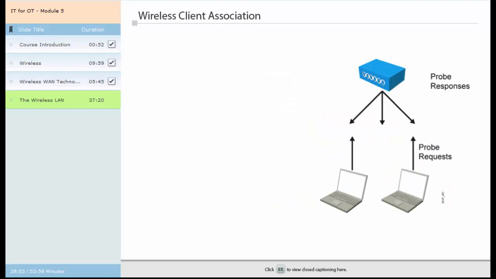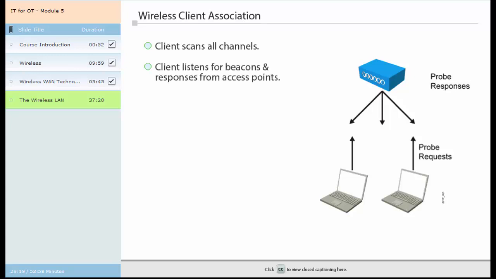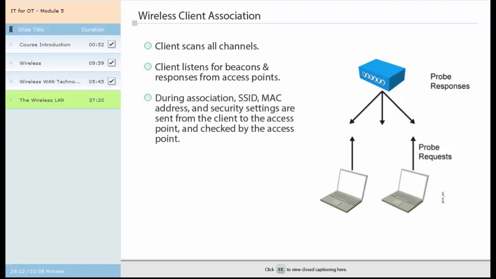The association of a wireless client to a selected access point is actually the second step in a two-step process. First, the association process, then the authentication process must occur before an 802.11 client can pass traffic through the access point to another host on the network. In the client association process, the client scans all of the channels and listens for beacons and responses from the access points. During the association process, the SSID, MAC address, and security settings are sent from the client to the access point, and then the access point checks the settings, which later accepts or rejects the client.